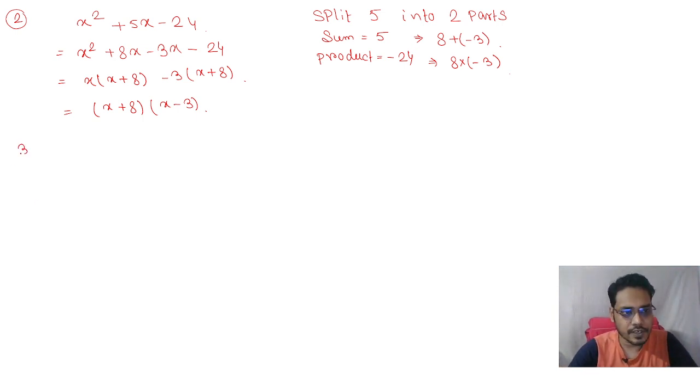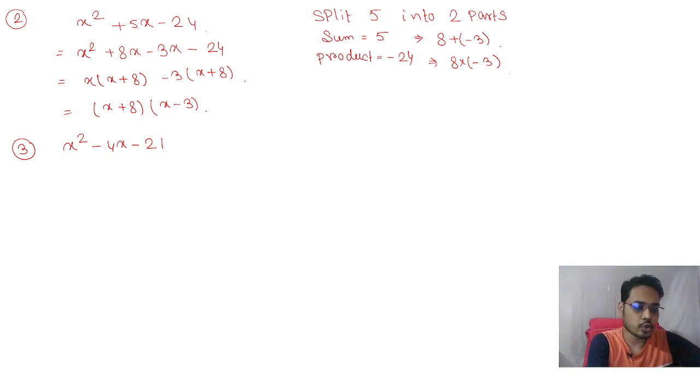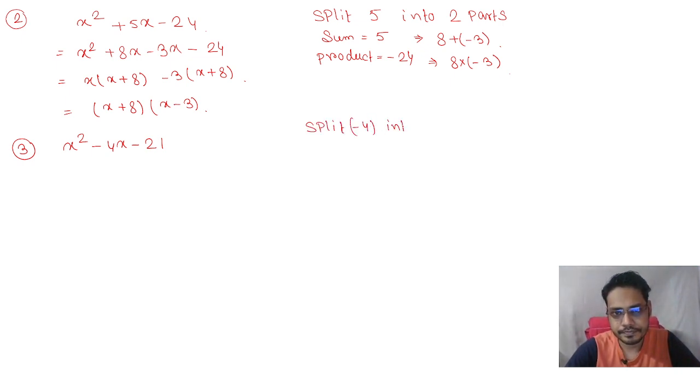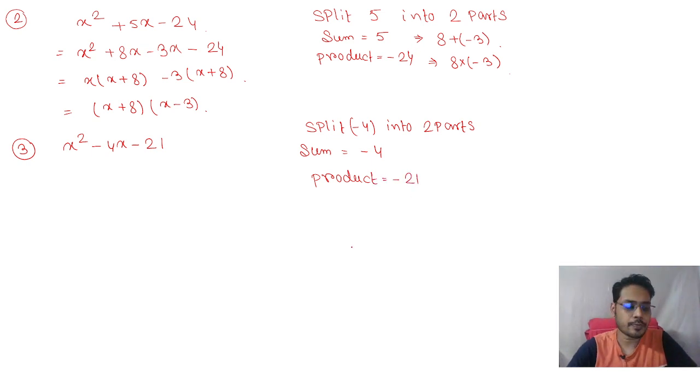Now the third one is given. If it is x square minus 4x minus 21, you have to split the minus 4 into two parts, where the sum of the two parts will be minus 4 and the product of the two parts will be minus 21. How is it possible?